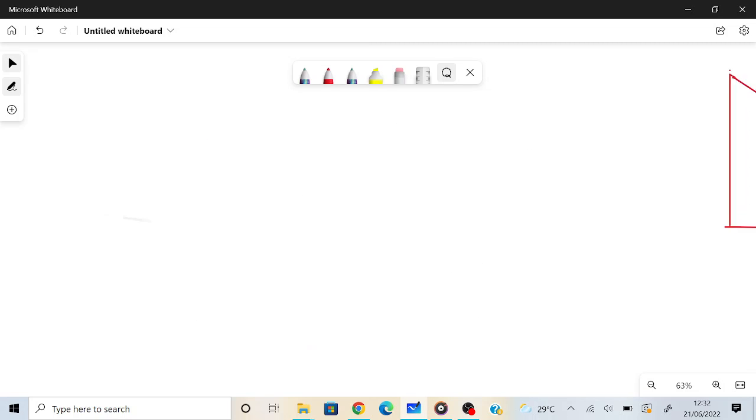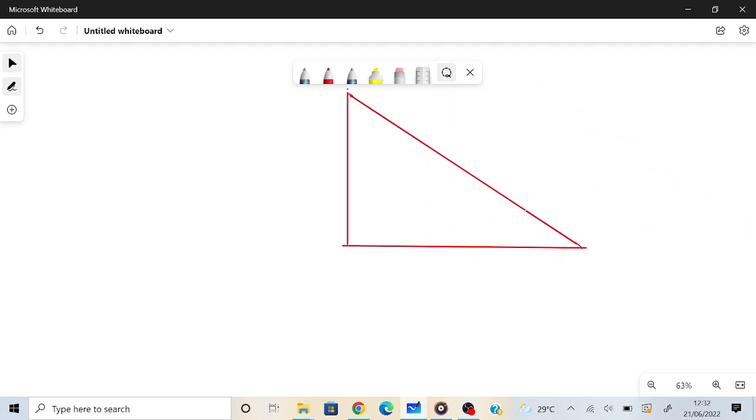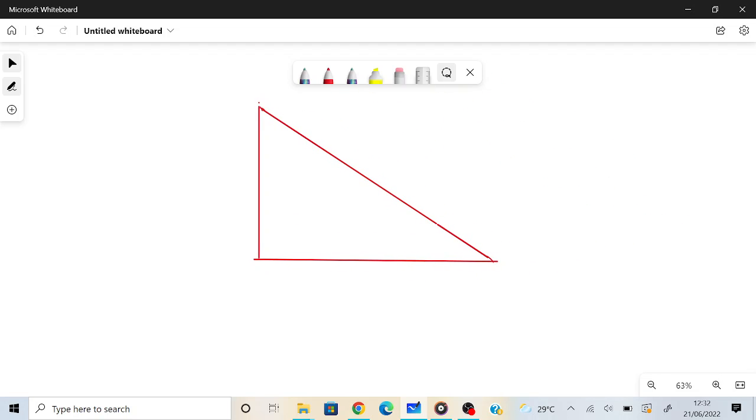Now, before we start solving the questions, let's have a look at what exactly is a right angle triangle. This is a right angle triangle. How I know it's a right angle triangle is because I can see that there's a 90 degrees here. Now note that it doesn't have to necessarily be in this shape. It could be something like this. It could be something like this. The main thing is that there is a right angle in it.